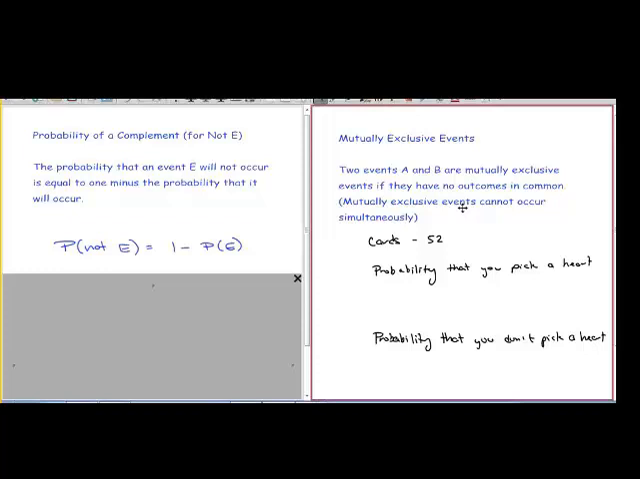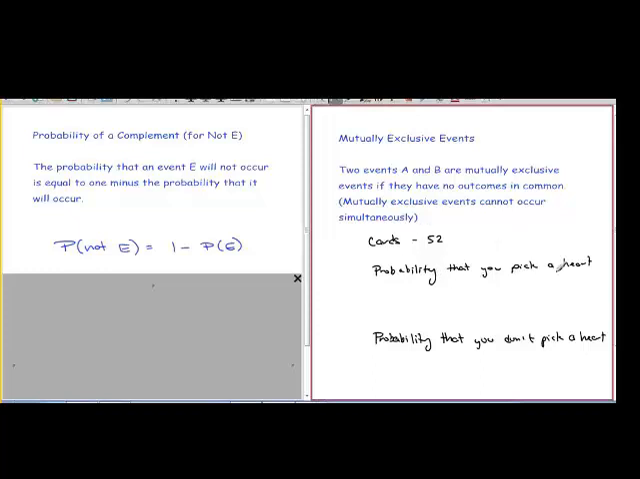So I think I'm using this example, say you have 52 cards, and you can look at the probability that you pick a heart or the probability that you don't pick a heart. And I think these would be considered to be mutually exclusive events, because you can't pick a heart at the same time as not picking a heart if you're just talking about one particular event.